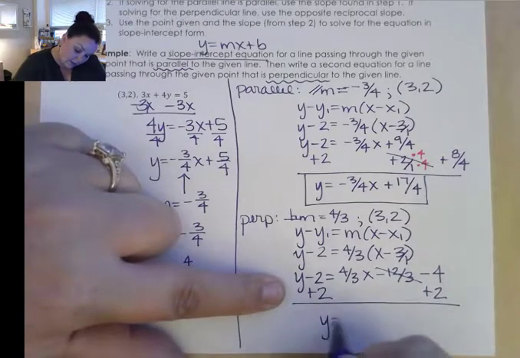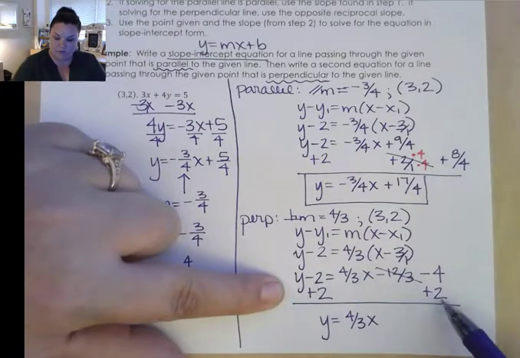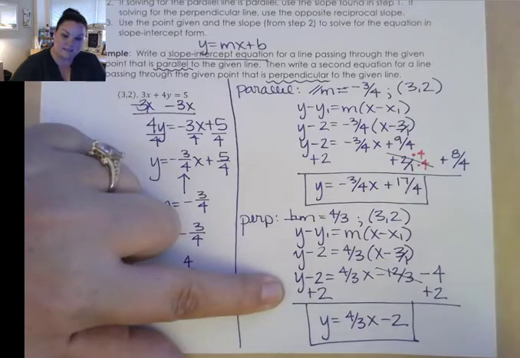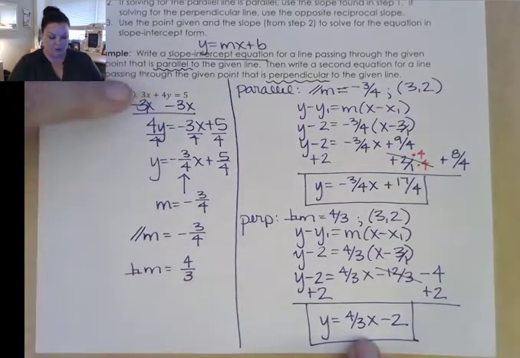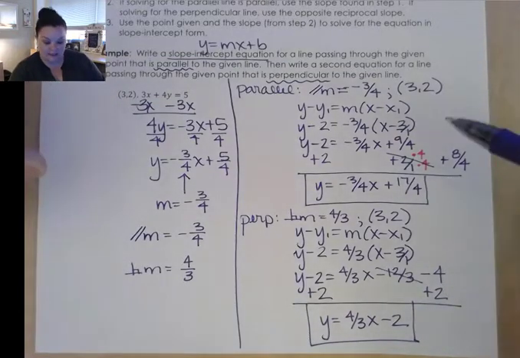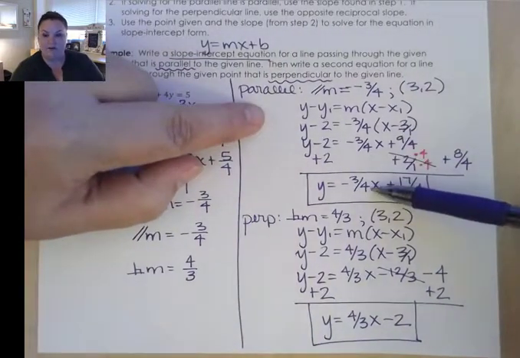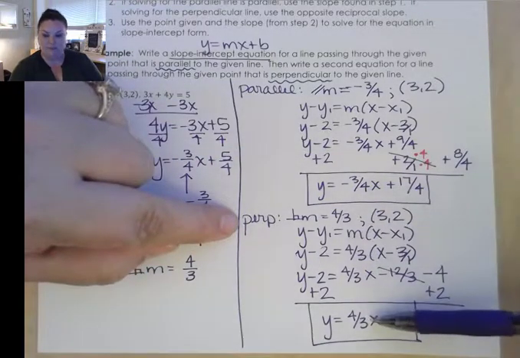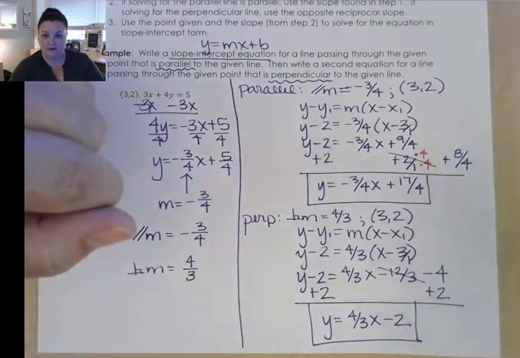So I end up with y is equal to 4/3 x, and then my negative 4 plus 2 leaves me with a negative 2. So this is the equation of the line that's perpendicular to the given line and going through the given point, right? And you can always double check at the end. The parallel line should still have the parallel slope, which is -3/4. The perpendicular line should have the perpendicular slope, which is +4/3.